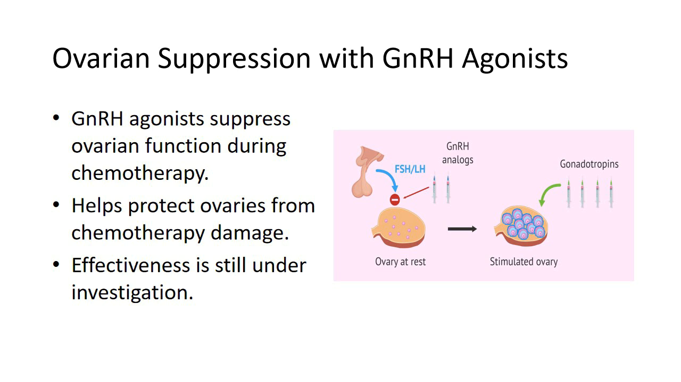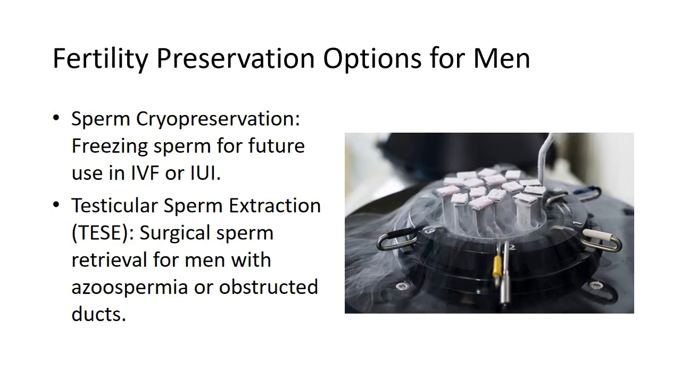Limitations. This method may not fully prevent ovarian damage, and it is generally used as an adjunct to other fertility preservation methods. 3. Fertility preservation options for men. For men undergoing cancer treatment, sperm cryopreservation is the most common and established fertility preservation method.